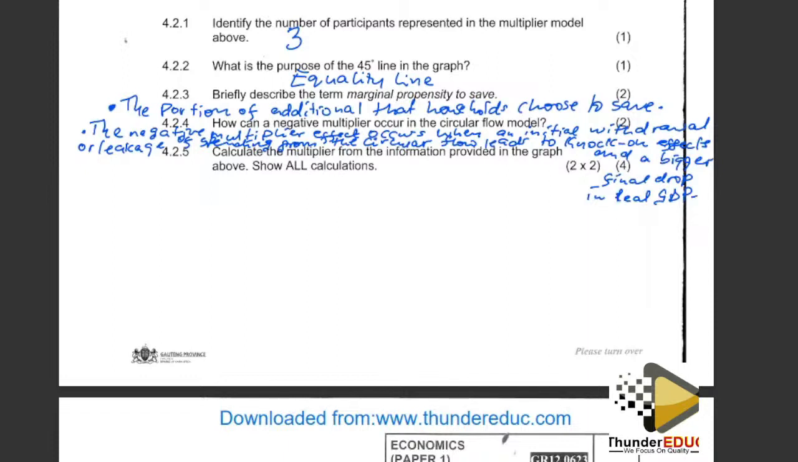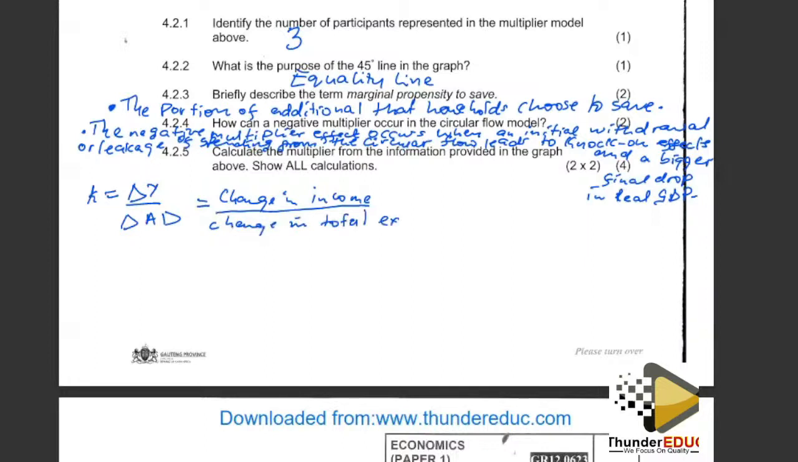In this regard, the formula that we are going to use says that the multiplier is equivalent to the change in income divided by the change in aggregate demand or expenditure. We can also write it in words: change in income divided by change in total expenditure.